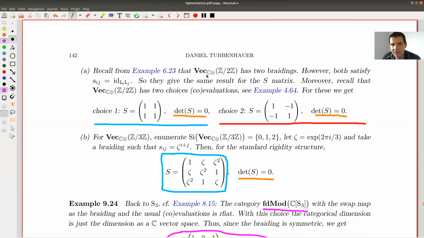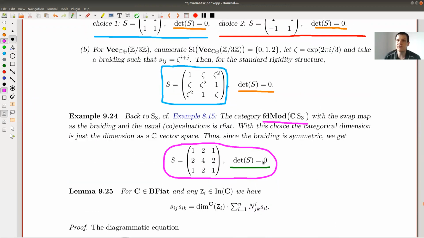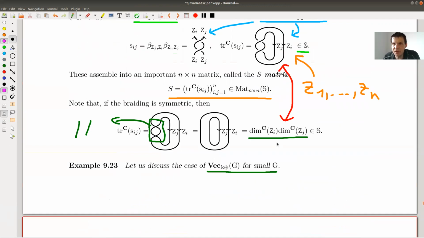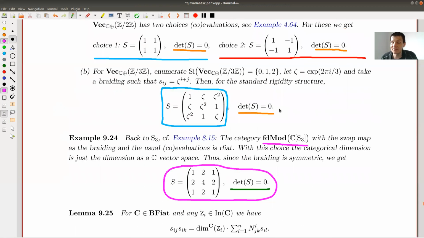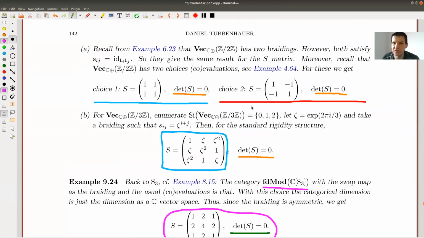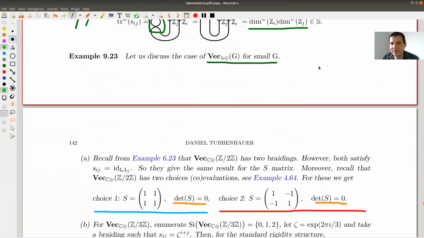So in all of these examples, calculate the S matrix, and all of them give you that the S matrix is degenerate. If you really want to think of the S matrix as being kind of a measure, a numerical invariant telling you how good your category is for topology and dimension, it being degenerate is a really bad property. So these categories are not really good for topology, and they shouldn't be, because all of them are in a reasonable way very close to being symmetric, and symmetric categories have this identity, right?